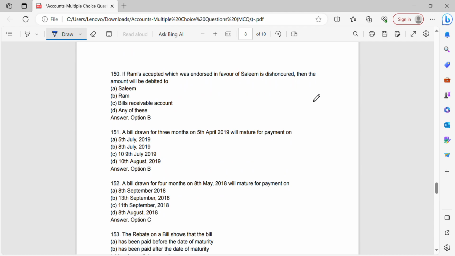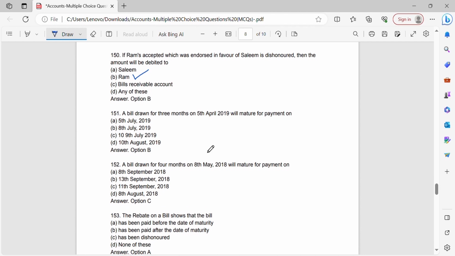The next question is: if Ram's acceptance, which was endorsed in favor of Salim, is dishonored, then the amount will be debited to option A, Salim; option B, Ram; option C, bills receivable account; option D, any of these. The answer is option B, Ram. A bill drawn for 3 months on 5th April 2019 will mature for payment on 5th July 2019, 8th July 2019, 9th July 2019, or 10th August 2019. The correct answer is option B, 8th July 2019.